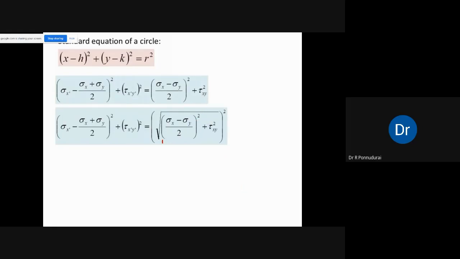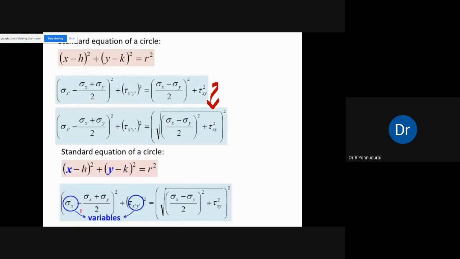So r squared becomes the square root of r squared. You can read this expression this way: you can take the square root, then I can take the square of it, the same value. And the variables are sigma x dash, tau x dash y dash. h is equal to sigma x plus sigma y by 2. R squared will be equal to this value: square root of sigma x minus sigma y by 2 the whole square, plus tau x y the whole square.